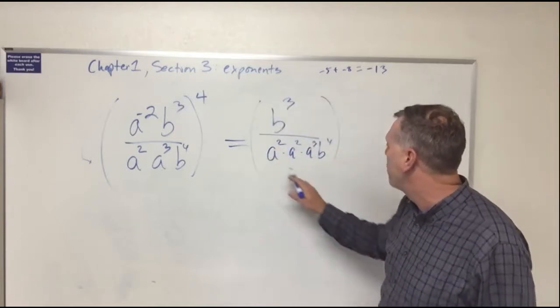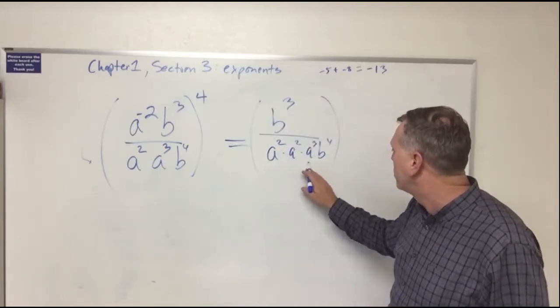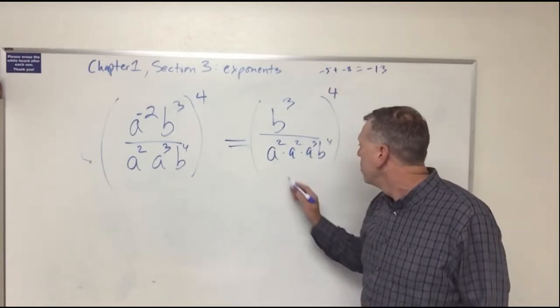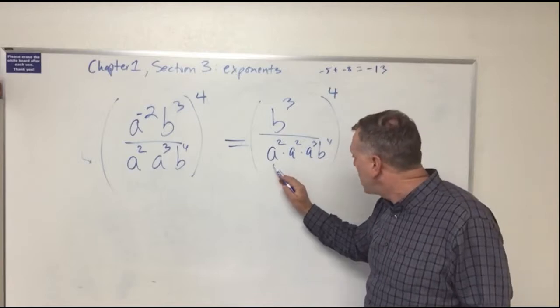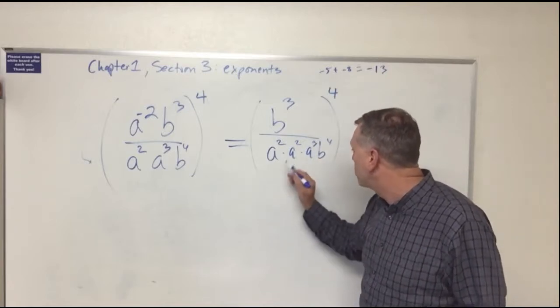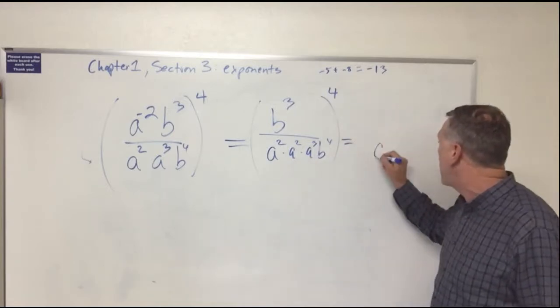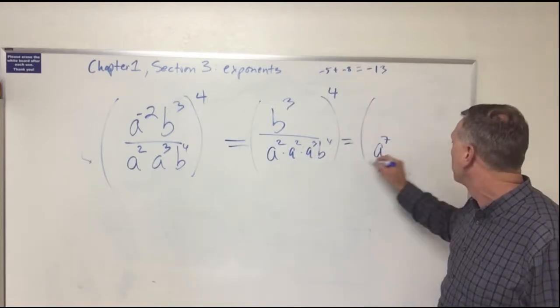Now the next thing we can do is combine these a terms here. Remember, when you're multiplying exponents, all of that to the 4th power. When you're multiplying the same term with exponents, you add them together. So that's 2 plus 2 plus 3, that's 7. So this is going to equal a to the 7th power.